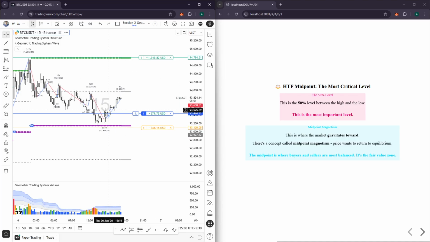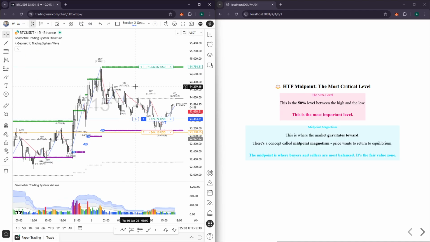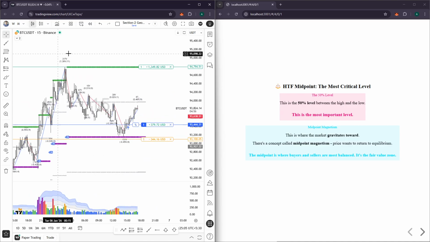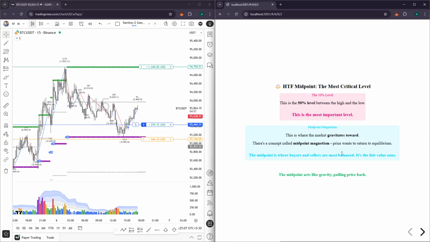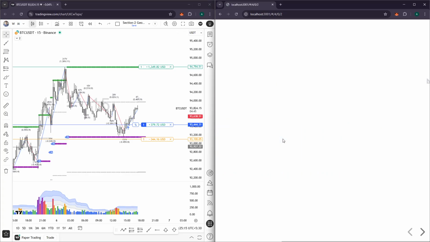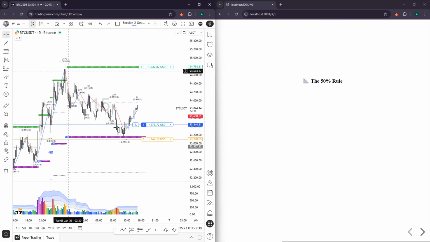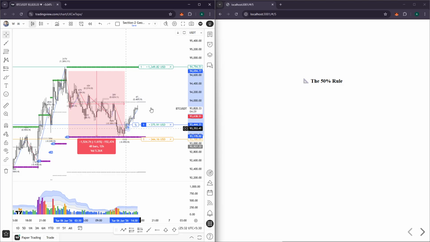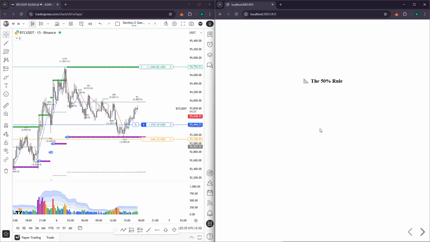All right, now we can move on. So we can say that the midpoint acts like gravity, pulling price back. You see, as the market went there, the midpoint acted as gravity, and attracted the price to that fair value zone, which is the midpoint here, the 50% level. And from there, it bounces off.